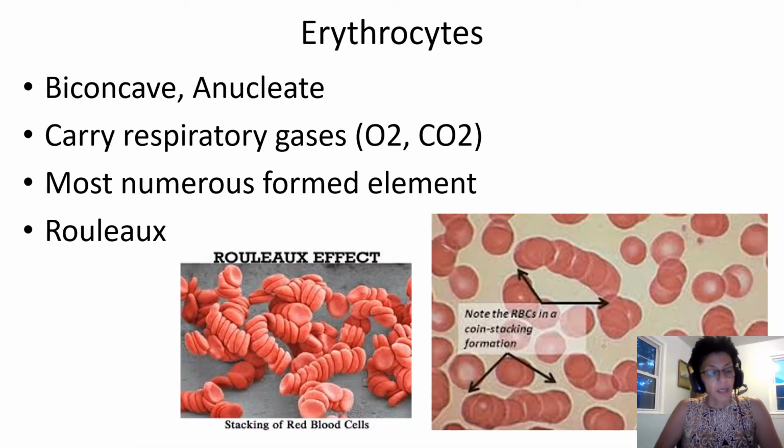Okay, here we see those biconcave erythrocytes. Again, that shape increases surface area and flexibility. The function of carrying respiratory gases will be discussed in detail in our lecture content. Lastly, erythrocytes stack one on top of the other in columns called rouleaux. They'll travel through capillary beds in this arrangement. That biconcave shape assists with the formation of those rouleaux.